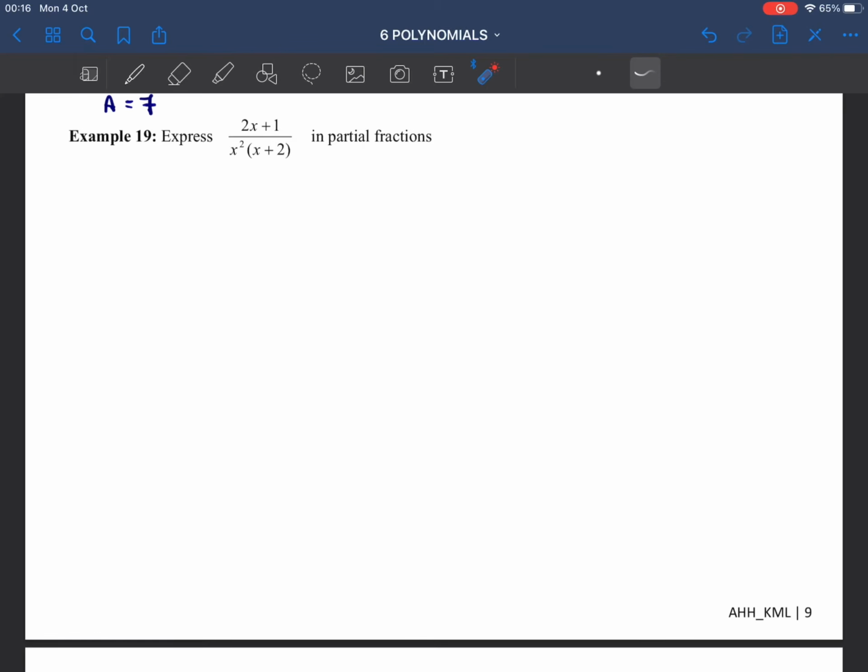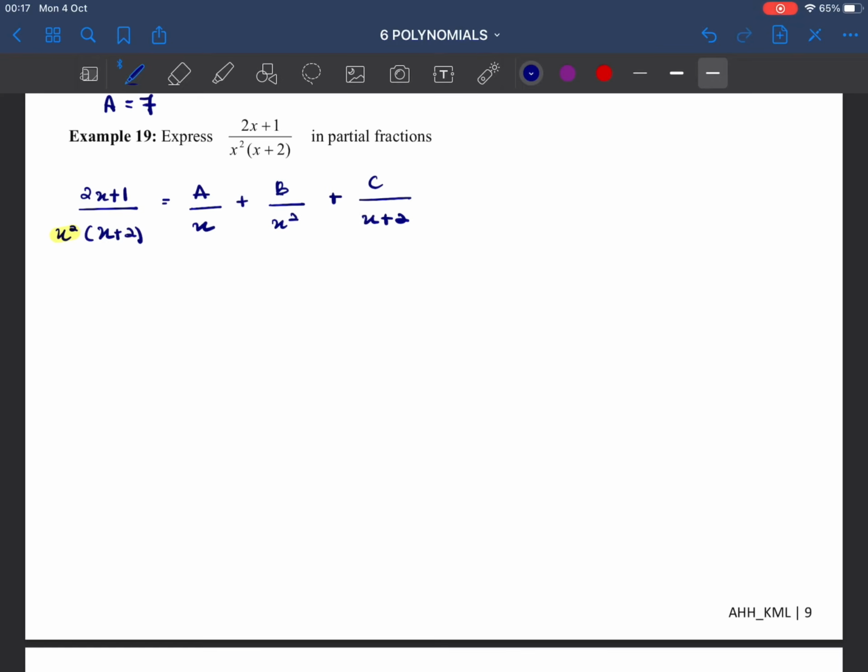Next, this is a repeated factor. x squared is a repeated factor. So this is a linear factor. This is a repeated factor. So we are going to know how to decompose your partial fraction. It should be (2x plus 1) over x squared (x plus 2) equals to, this is your repeated factor x squared. Then it should be a over x without the power plus b over x squared with the power. Since it is repeated, we must have two. And then this one, linear as usual, c over x plus 2.